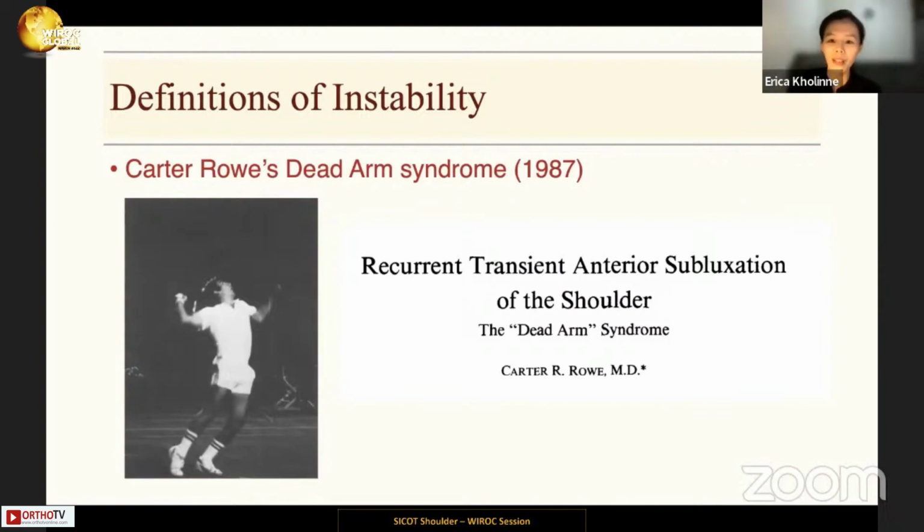dead. However, many of Dr. Rowe's patients had signs and symptoms of bursitis, biceps tendinitis, nerve impingement, cervical spine referred pain, and thoracic outlet syndromes. As such, it is not clear if these patients really have instability.